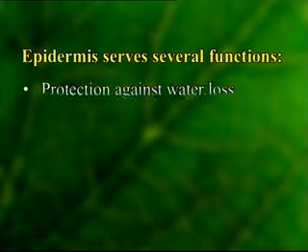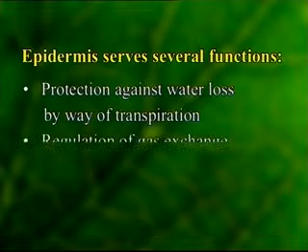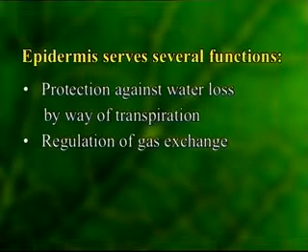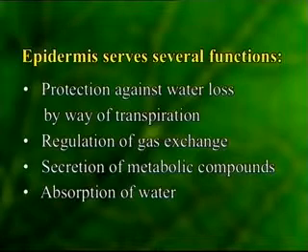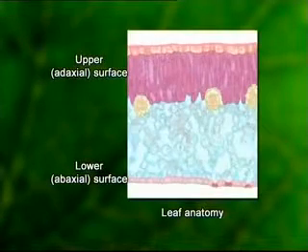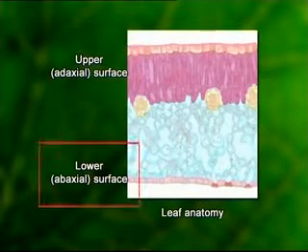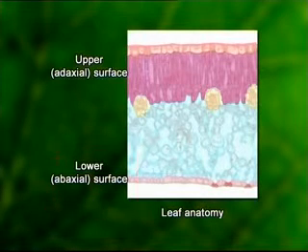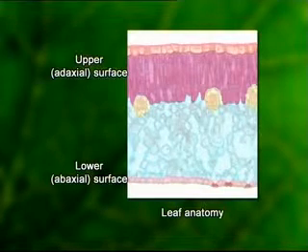The epidermis serves several functions: protection against water loss by way of transpiration, regulation of gas exchange, secretion of metabolic compounds, and in some species absorption of water. Most leaves show dorsiventral anatomy. The upper, that is adaxial, and lower, that is abaxial, surfaces have somewhat different construction and may serve different functions.